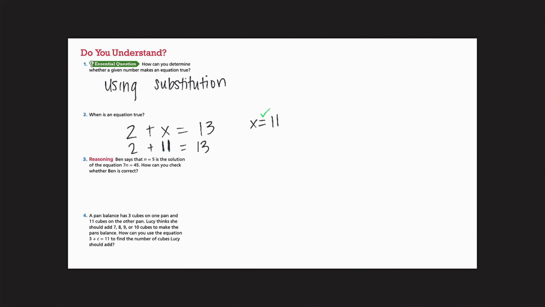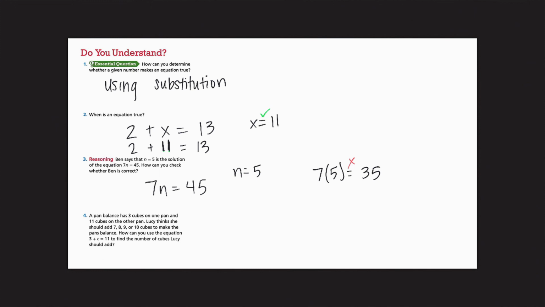Reasoning. Ben says that n equals 5 is the solution to 7n equals 45. He says this makes it true. How can you check to make sure that that's right? So just like we did with our scavenger hunt, wherever I see there's an n, I'm going to put the number value 5. So 7 times 5 equals what? Let's try that. 7 times 5 equals 35. Ooh, is Ben correct? Nope. His solution is not correct. Okay. Too bad for Ben.